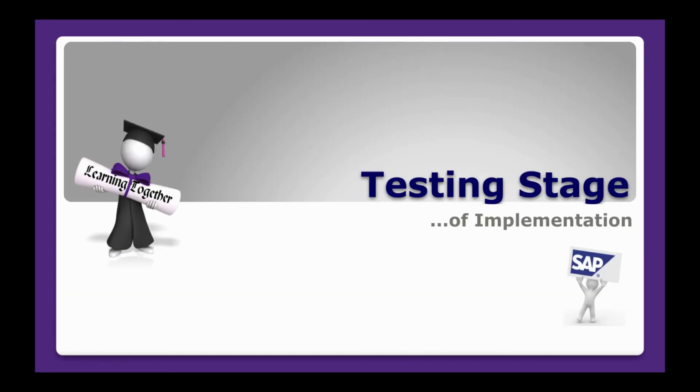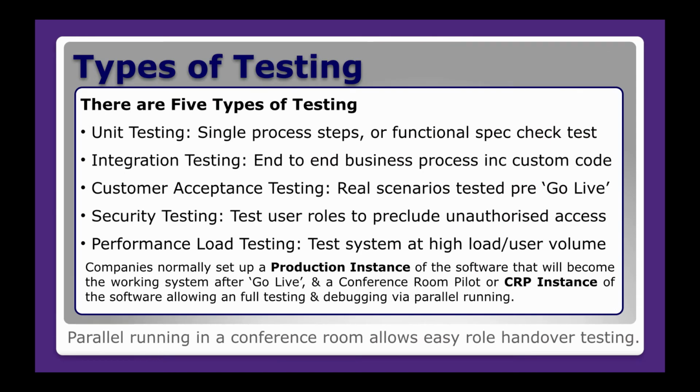So then we have the testing stage of implementation, and there are 5 types of testing. Unit testing, where you go through single process steps or a functional spec check test. Integration testing, end-to-end business process, including custom code, and you go and check that whole business process out and make sure it works. Customer acceptance testing, where you give the system real scenarios before you go live so that you can cure any of the problems you have.